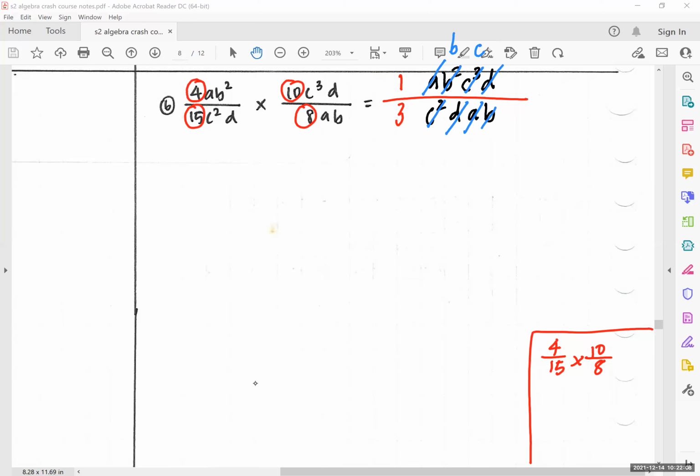So right now, guys, in algebra, we don't write 1. 1 is hidden. So the answer is just BC over 3. And that's all. Okay? Once you're ready, you can flip over.